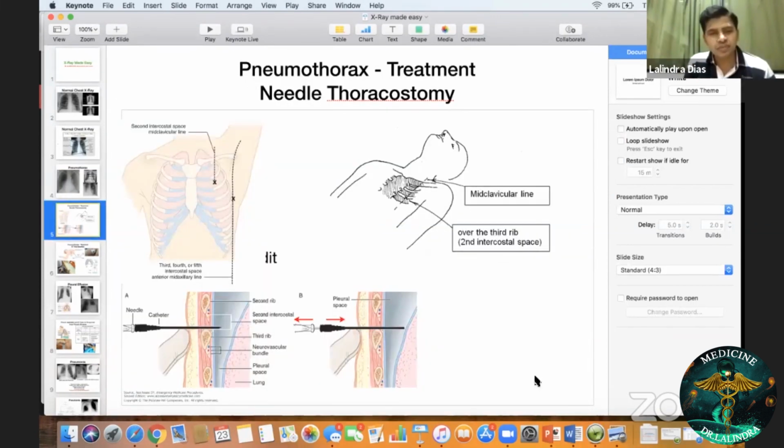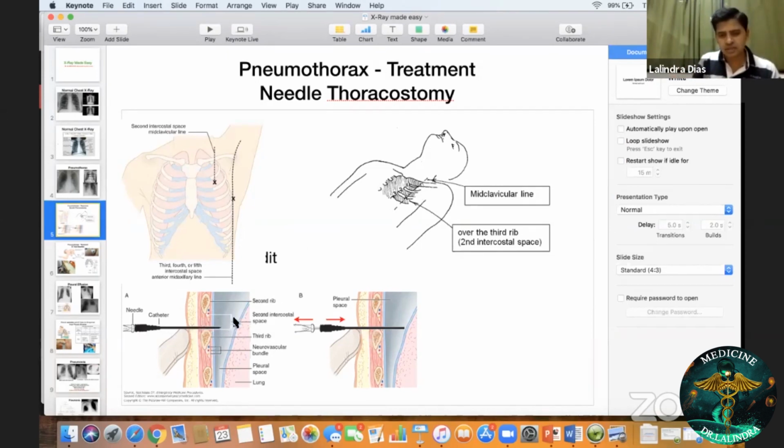So this is how you perform the needle thoracostomy. On the side of the pneumothorax, you select the upper second intercostal space, and a little more laterally you go through that space, and that is called needle thoracostomy. You can see this is the place, second left intercostal space, over the third rib. Either you can use the mid clavicular line, or I prefer to go a little laterally, then you are even safer.